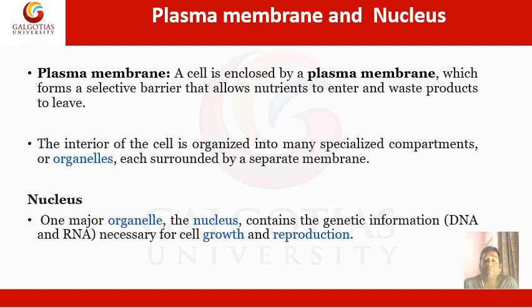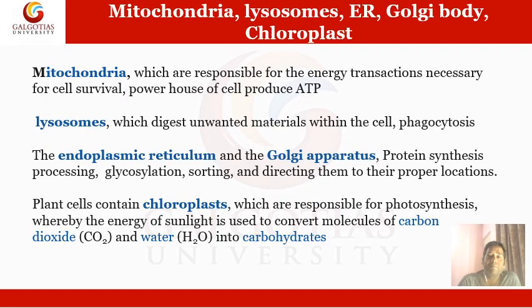It is also an organelle that is mainly concerned with genetic information, and it mainly contains the information that is necessary for cell growth and reproduction. Now mitochondria, as we know, is called the powerhouse of the cell, and here mainly cellular respiration or the production of ATP takes place.